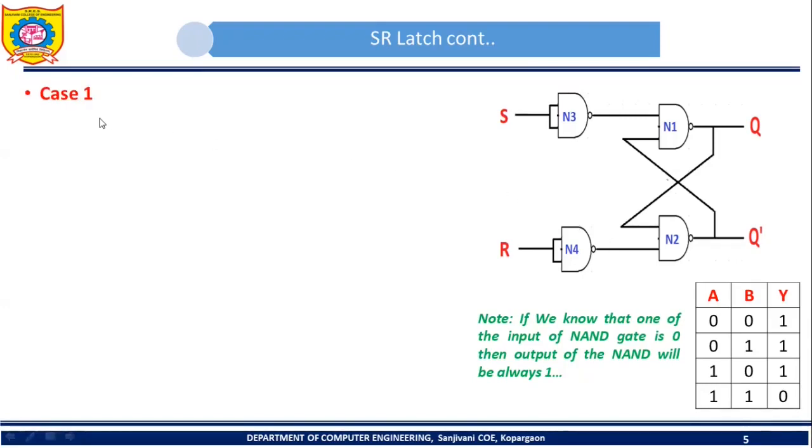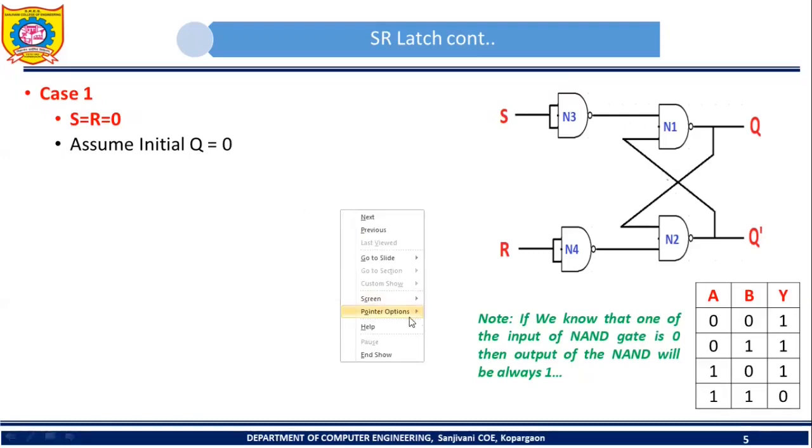Let's start with case number 1. Case number 1 is S is 0, R is 0. Let's see how this SR latch will work if both inputs of the SR latch are 0 0. Here we will make one assumption. What is that assumption? Assume initial Q is equal to 0. Please try to understand. Here we have assumed that the initial value of Q is 0.